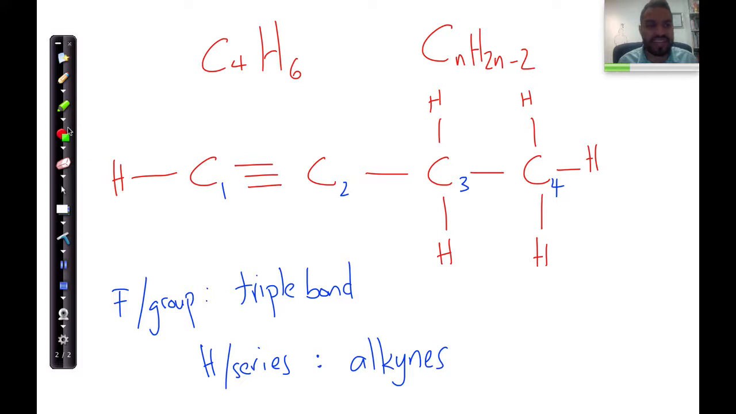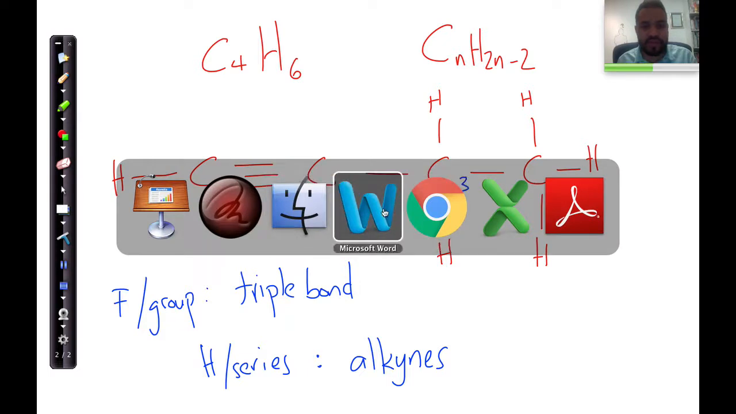And now let us name it. Let's see how the naming works. Do you remember your organic chemistry naming summary sheet? Let's just go to it very quickly.